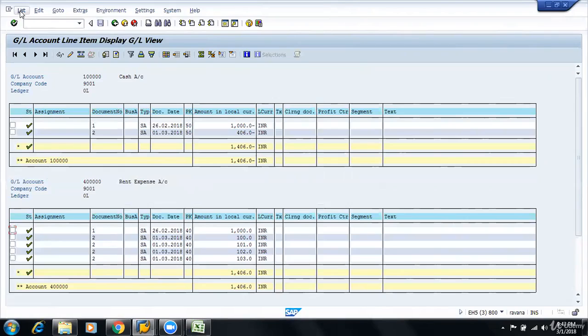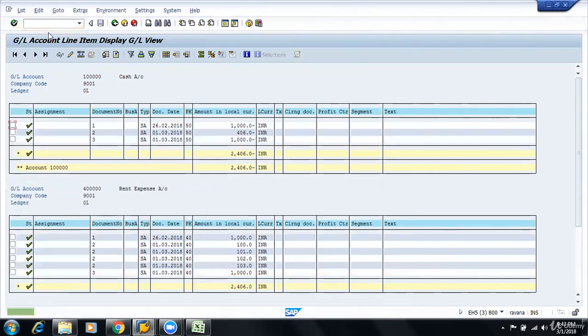I'm using Alt Tab. Please be concentrating here. Now when I refresh, there you go. It's document number 3 with 1000 rupees posted just now. So what does that mean? Hold documents do not have any impact on your books of accounts. They are not posted into the books of accounts. They are only for temporarily storing purposes.